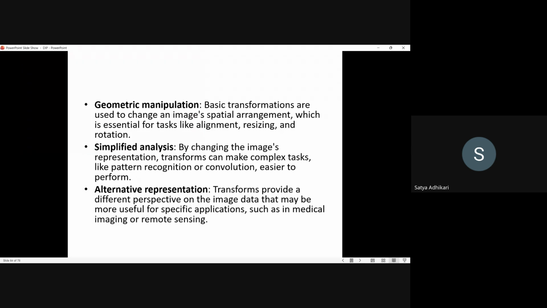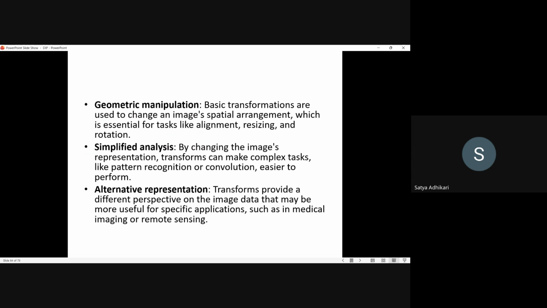The third application, the third cause, is geometric manipulation. Basic transformations are used to change an image's spatial arrangement, which is essential for cropping, resizing, and rotation. Suppose you want to rotate an image by 90 degrees or 60 degrees, or change the size or shape of the image. This geometric manipulation becomes easy; you can perform it easily once the image is converted to the frequency domain.